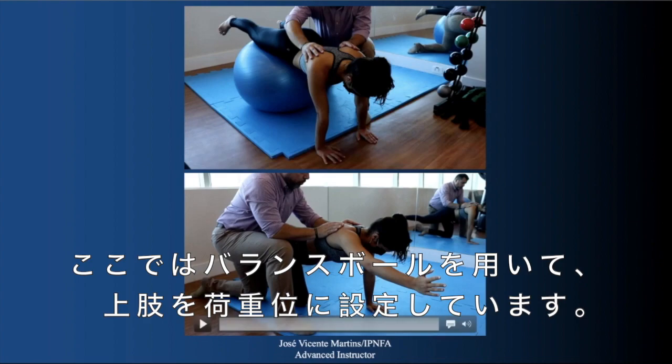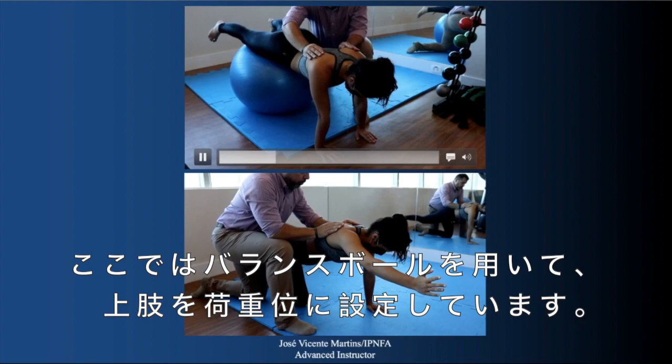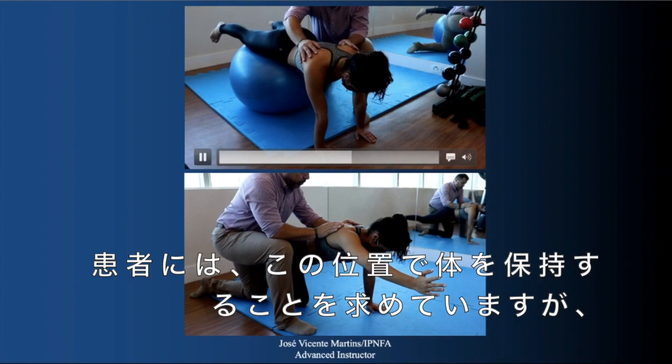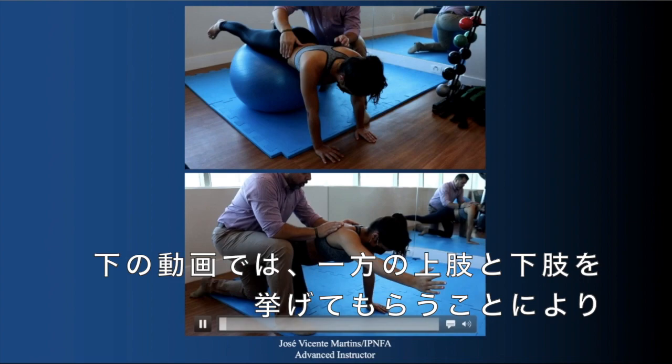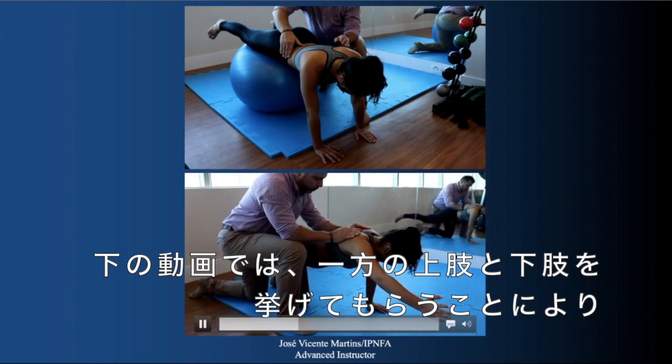And also, when I would like to put more load on the upper limb, we can ask the patient to keep her body here on the Swiss ball, but she should flex the elbow a little more. And also, when we ask the patient to remove one arm and one leg, we have more weight bearing on the left side.